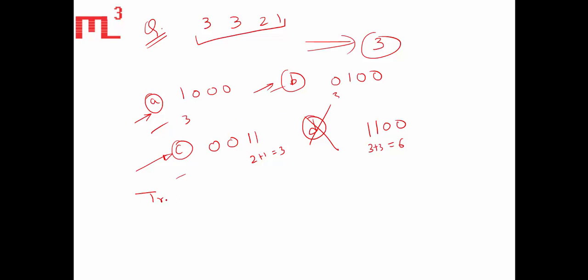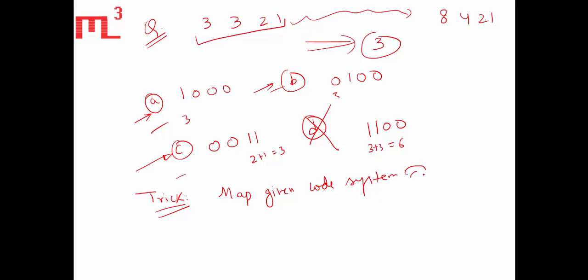Now the simple trick I can give you: you have to just map such type of codes with 8421 codes. This is the trick. Map the given code system into 8421 type of codes. Okay, now all these three options give 3 in the 3321 coding system. Now among all these three options, whichever representation gives the smallest magnitude in 8421 code, that will be your answer.